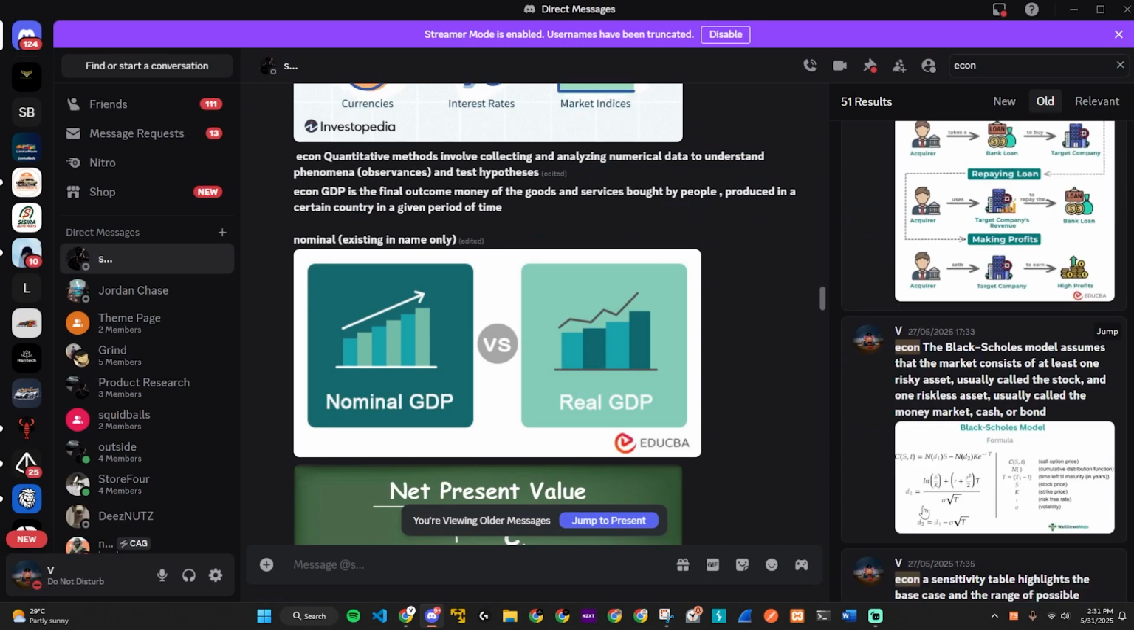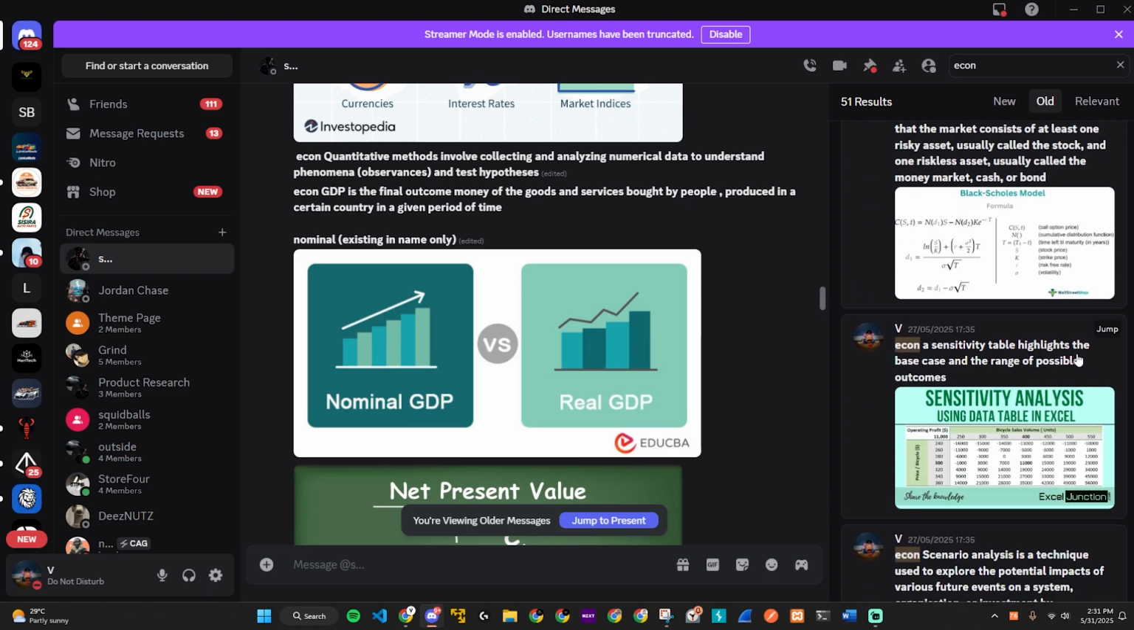Exit. Black-Scholes model assumes that the market consists of at least one risky asset, usually called the stock, and one riskless asset, usually called the money market, or cash or bond, right? So cash, bond, money market. Cash or bonds are safer, more stable assets compared to stocks, which is the risky asset, right?